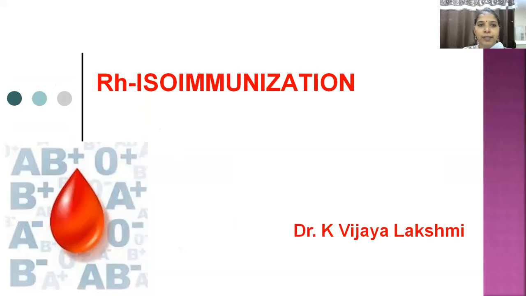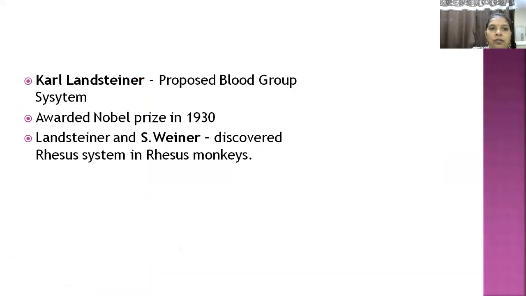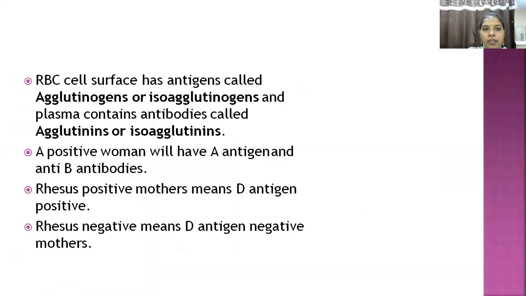Today we are going to discuss RH isoimmunization. The blood group system was proposed by Karl Landsteiner. What is RH isoimmunization? Before that, we have to learn a little bit about blood groups. The RBC cell surface has antigens called agglutinogens or isoagglutinogens, and plasma contains antibodies called agglutinins or isoagglutinins.